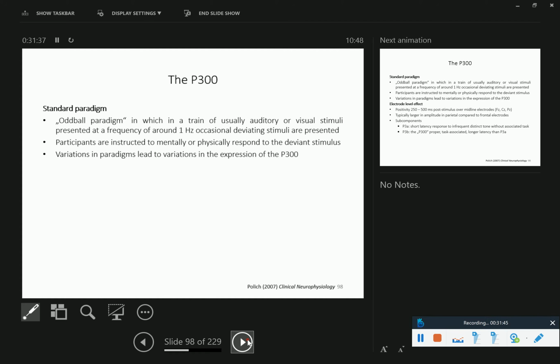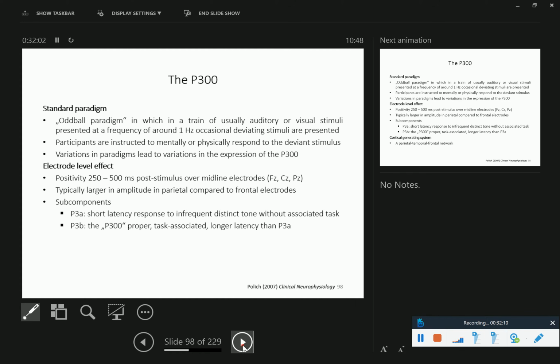That's so far identical to the mismatch activity. But then the important thing is that the participants are instructed to mentally or physically respond to the deviant stimulus. So people are not watching a movie, but doing some cognitive processing of the stimulus material. And then, of course, you can have variations and different expressions of the P300.